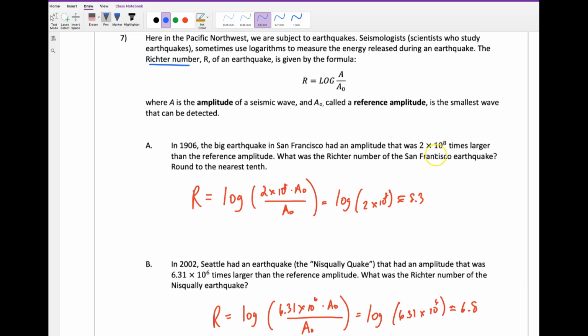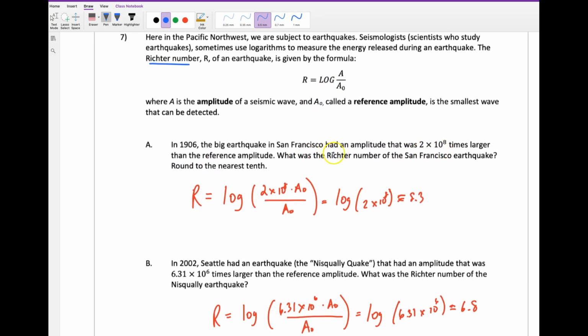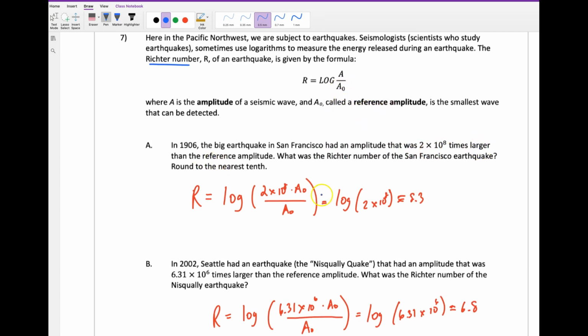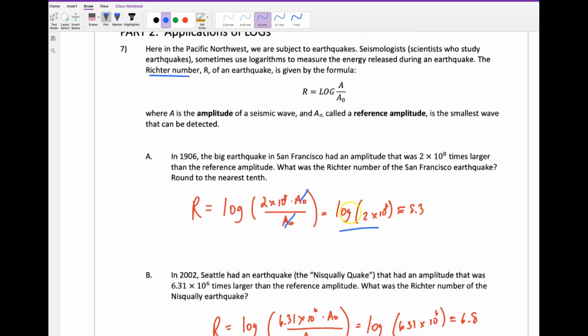In this problem, you're given that the amplitude is 2 times 10 to the power of 8 times larger than the reference amplitude. So we know that A is this much times stronger than the reference one. And so this is all you would plug in. Those A's would cancel, so you're left with this. Then you go ahead and get your calculator out, plug that in, and you get 8.3.